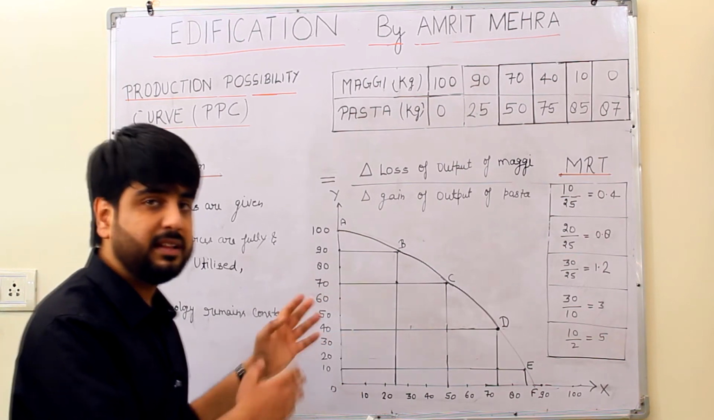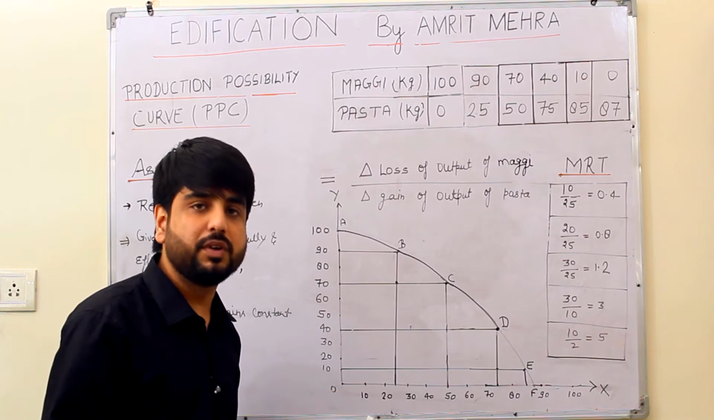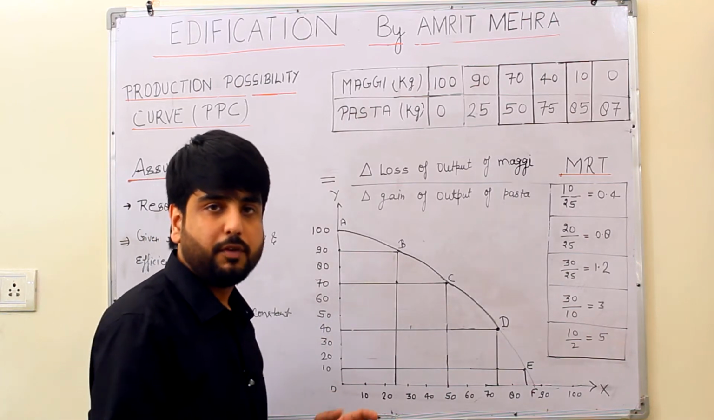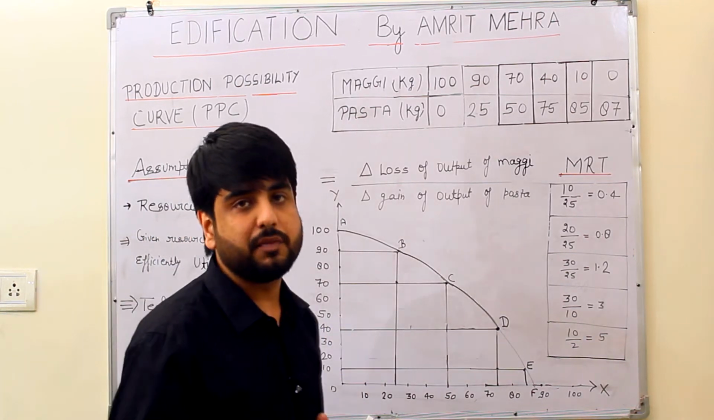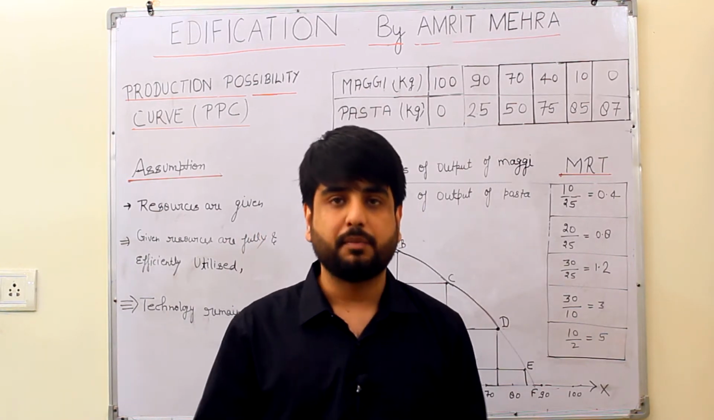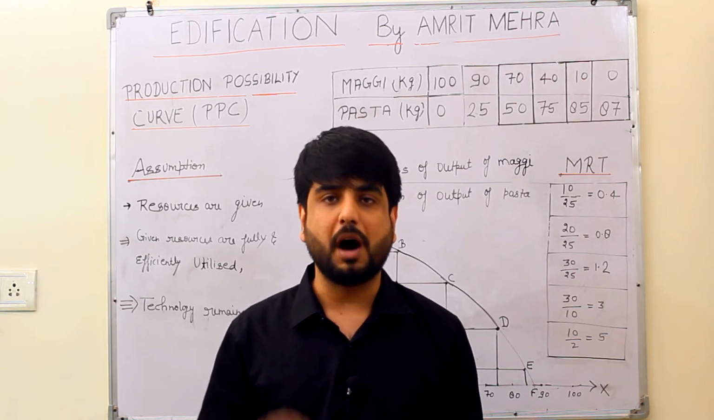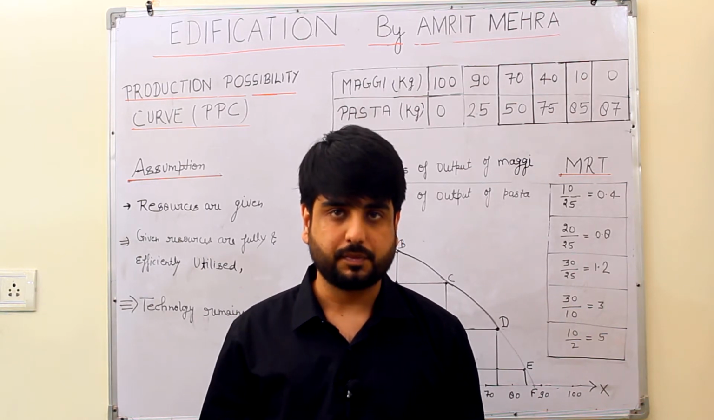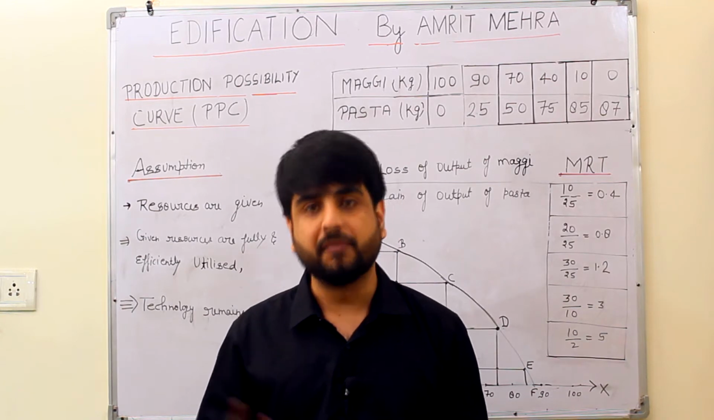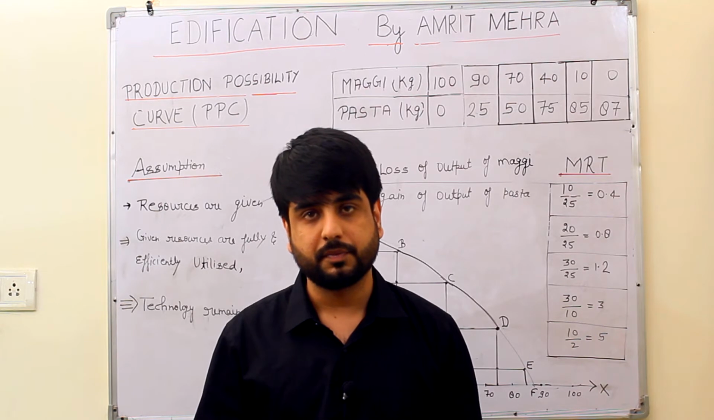Because of this MRT, this PPC is concave to the origin. Why is it downward sloping? For any downward sloping curve, I will just give you a logic. Whenever we have to show direct proportion or direct relation, we will always be going for an upward sloping curve. When we have to show inverse relation, we will be going for a downward sloping curve.